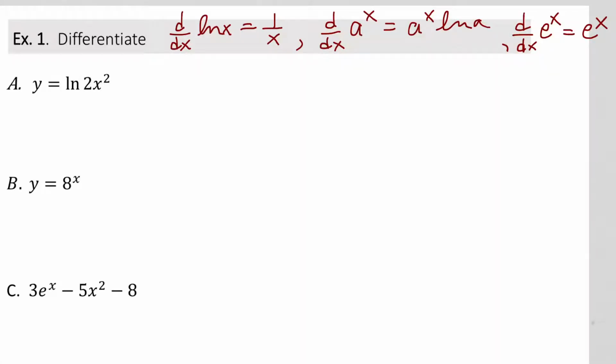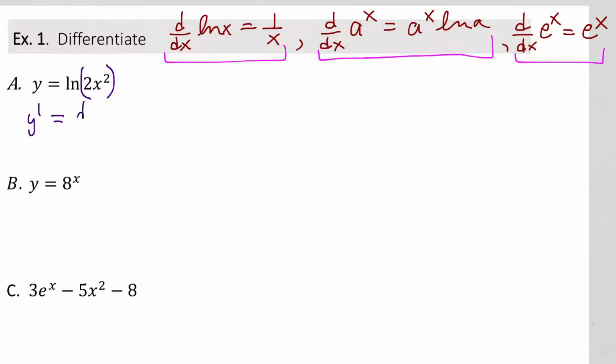So for example 1, I've written the formulas on top that we're going to use from the table of formulas in the earlier part of this presentation. So part A says I'm taking the derivative of the natural log of 2x squared. So I'm going to use the first formula here. So let's just call that y prime. Remember, y prime is also sometimes called dy dx. Sometimes y prime is just a shorter way of saying it.